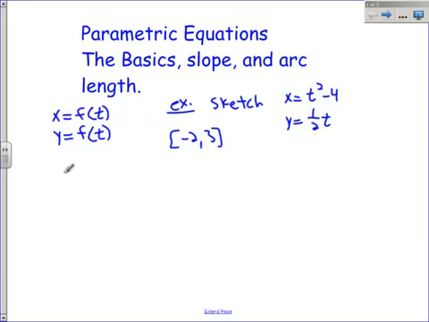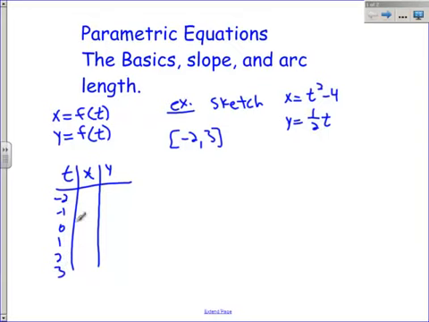So what we're going to want to do is set up a table. T, x, and y. We're going to let t range from -2 to 3, so -2, -1, 0, 1, 2, and 3. And we're going to plug these values into our different equations. So our x comes from t squared minus 4. So x is going to go 0, -1 squared is 1 minus 4 is -3, 0 squared minus 4 is -4, 1 squared minus 4 is -3, 2 squared minus 4 is 0, and 3 squared minus 4 is 5.